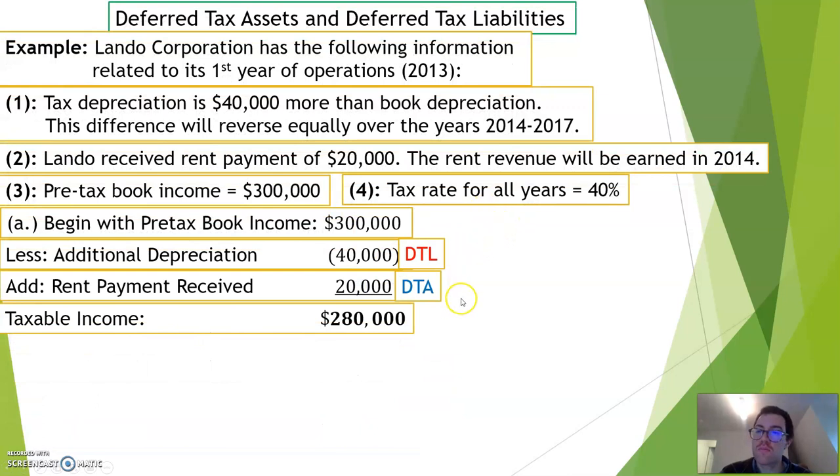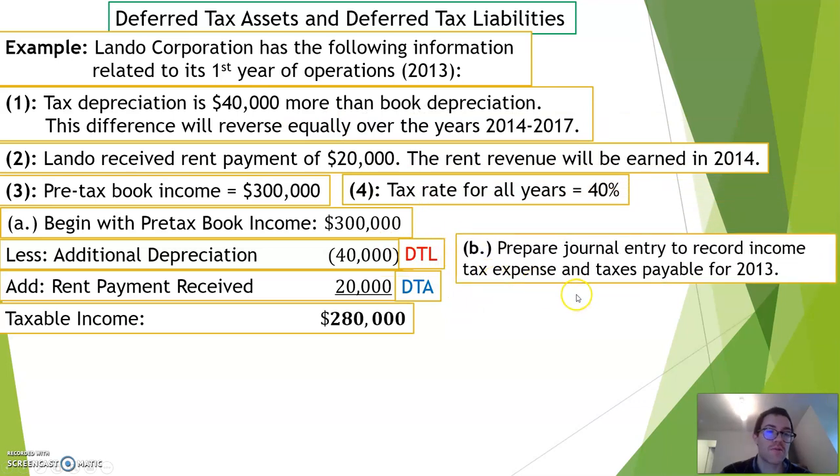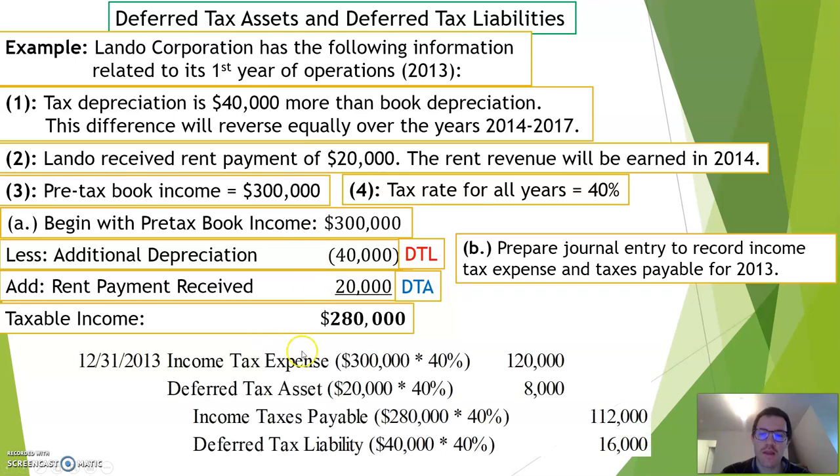Part B, what is going to be the journal entry to record income tax expense and income taxes payable? Well, all you do is say income tax expense, 300,000 times 40%, 120. Easy. Debit income tax expense, 120. The credit: take your taxes payable here of 280 and multiply it by 40%, which is the tax rate. That's income taxes payable. It's a credit. These little guys are going to be the differences there. And let's see how that works.